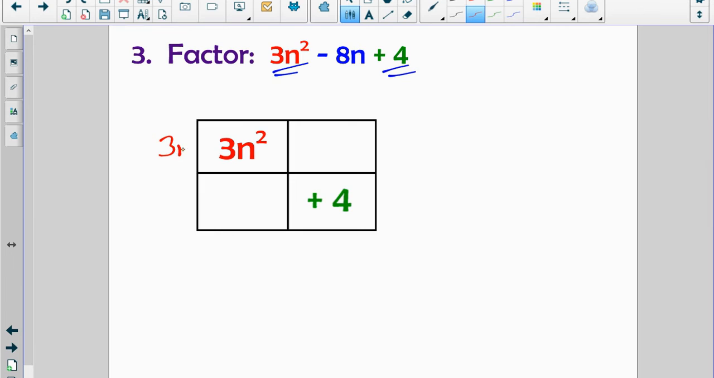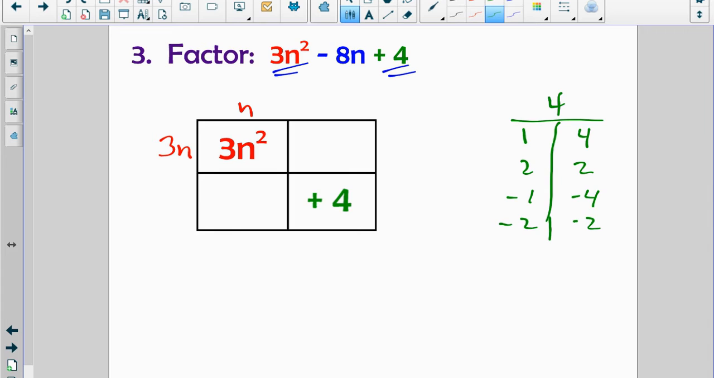The 3n squared has to be 3n times 1n. That's the only way we can do that because 3 is a prime number. The 4, however, the 4 at the end, could really be broken down as 1 times 4 or 2 times 2 or negative 1 times negative 4 or negative 2 times negative 2.